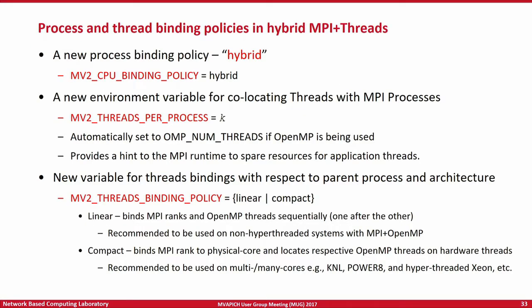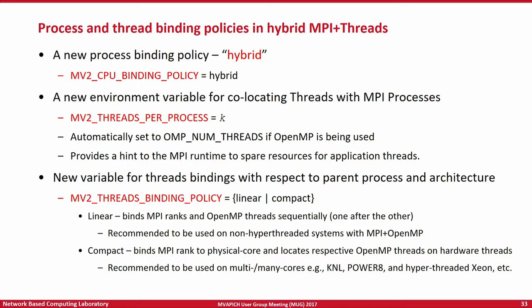Now we also have 2 default or preset binding policies here, which are linear and compact. Linear binds the MPI ranks and OpenMP threads sequentially, that is one after the other, and this is recommended to be used on non-hyper-threaded systems with MPI plus OpenMP. Compact, on the other hand, binds an MPI rank to physical cores and locates the respective OpenMP threads on hardware threads which are associated with that physical core. This is recommended to be used on multi or many core systems like KNL, OpenPower. So this will be the default on these kinds of systems.